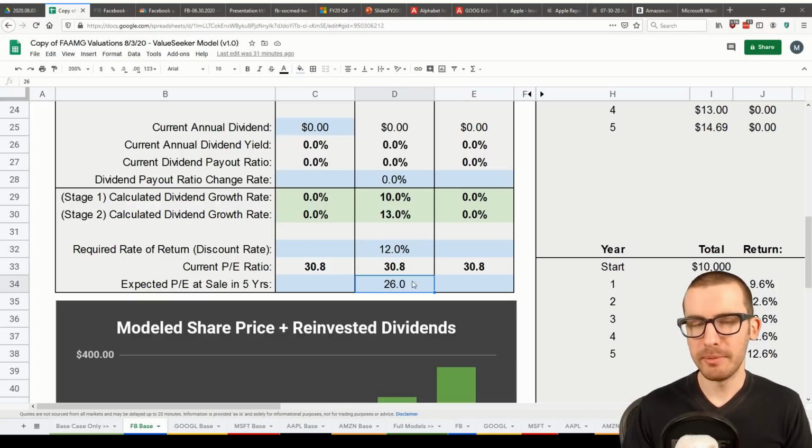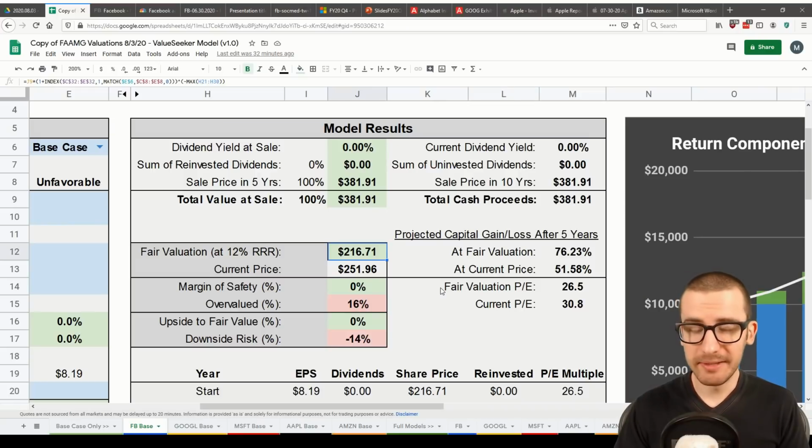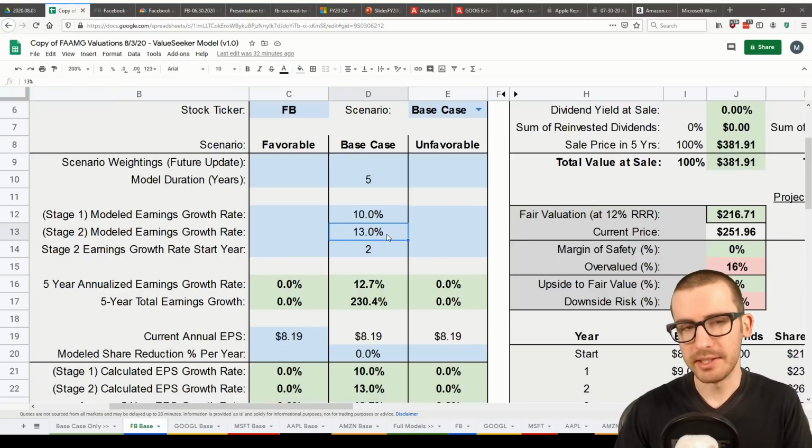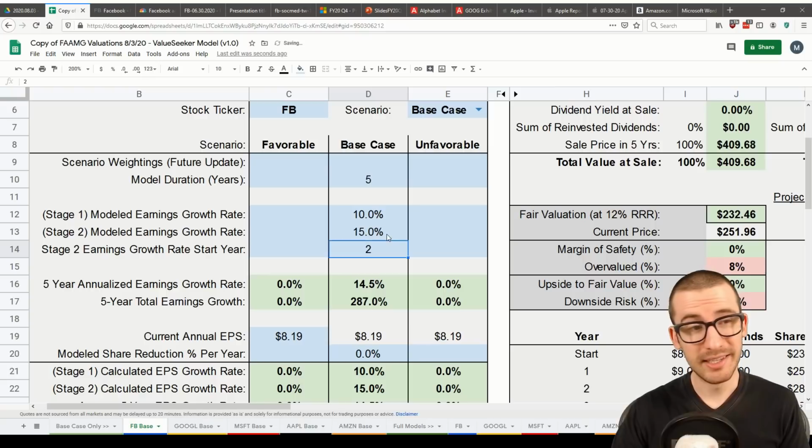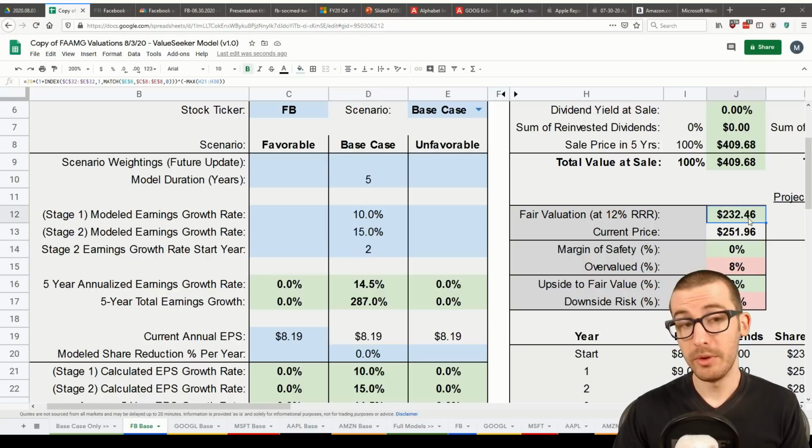The 12% required rate of return, again, is what we're using for this analysis. And I set a terminal price to earnings ratio at 26, which is lower than what it's trading at now, but I do expect that growth will likely slow down at some point in the future, so a lower price to earnings multiple should reflect that. So overall, with this relatively conservative modeling, a price of $217 for Facebook seems to be an attractive value for long-term investors. If you have different assumptions on the long-term growth rate for Facebook, let's say assuming 15% instead of 13%, well, then that fair valuation changes to $232.